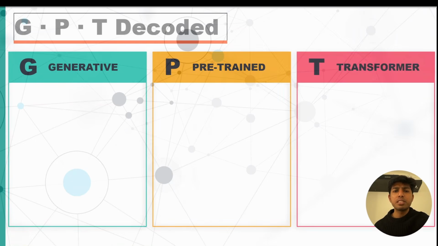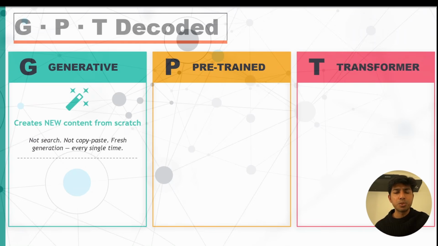So what do you mean by generative? Whenever you open ChatGPT and ask a question, it generates new content. Every time you ask it a question, it generates unique content. Do you think it copies from any website or any database? No, it generates content from scratch. It always creates new content. Google search finds existing pages. A calculator just follows a predefined formula. GPT writes brand new text for you every time.